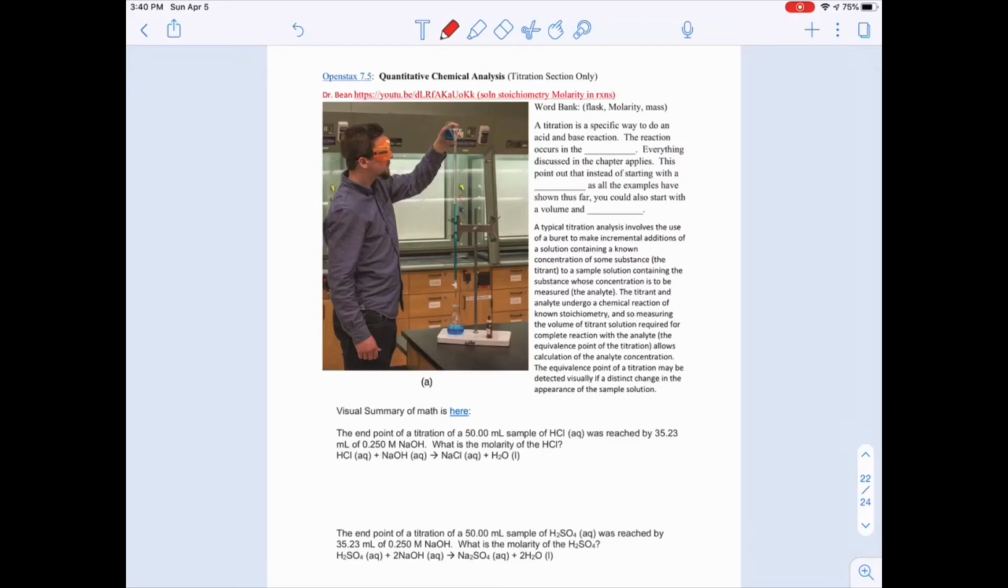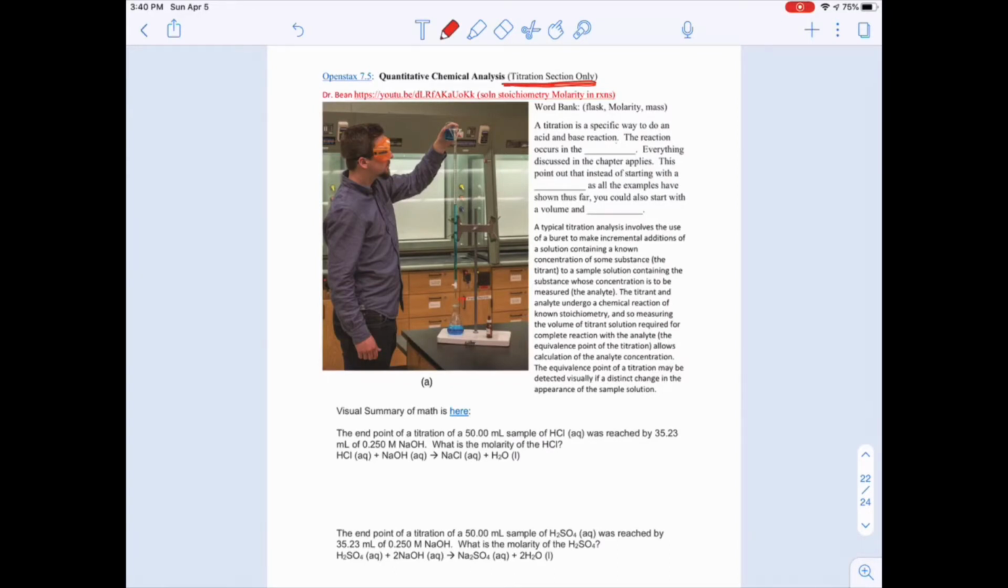So we're going to look at the very last section, and if you'd like to follow things in the book, notice that in this chapter we're only looking at the titrations, and you guys have kind of already done this in lab. Here's Dr. Bean's video on this. I'll include it in the playlist. And a titration is a specific way to do an acid-base reaction.